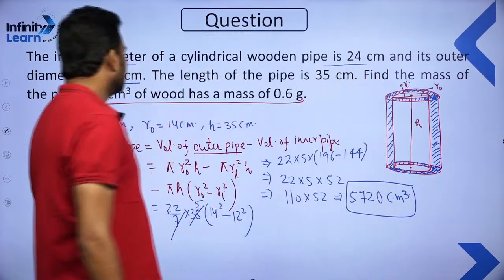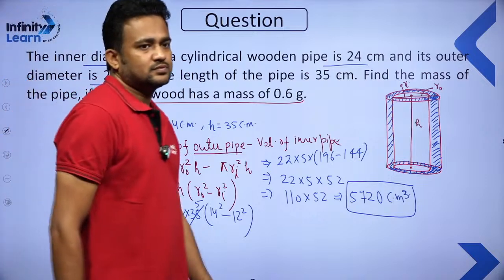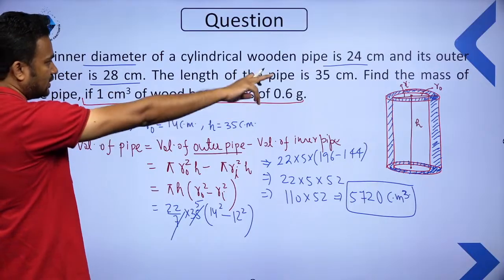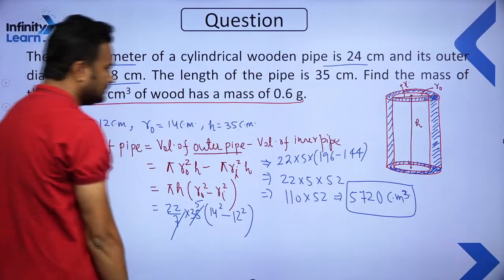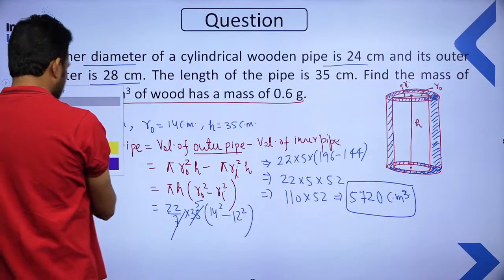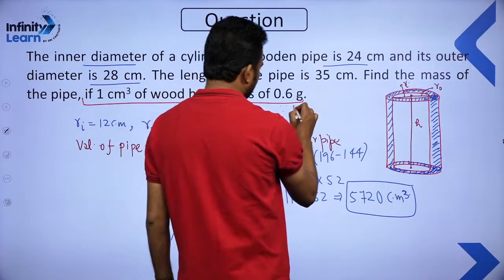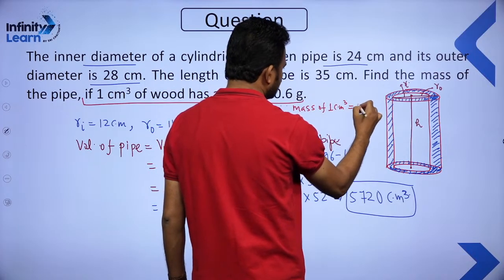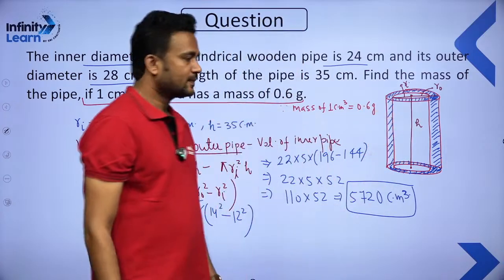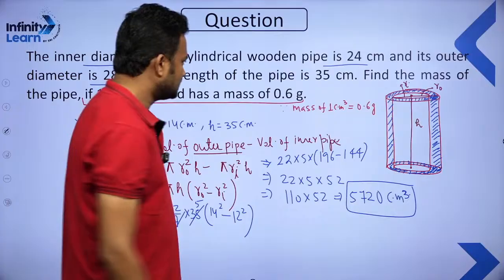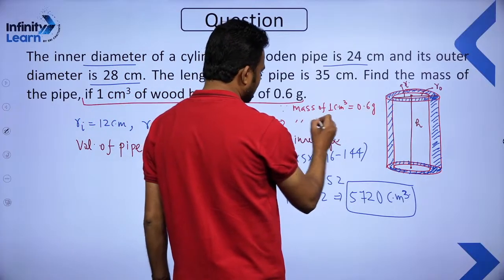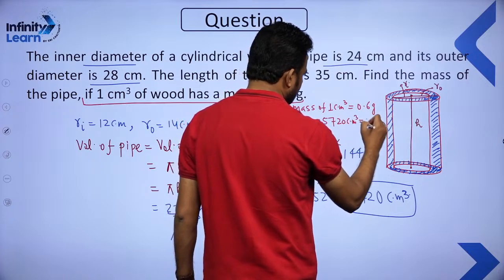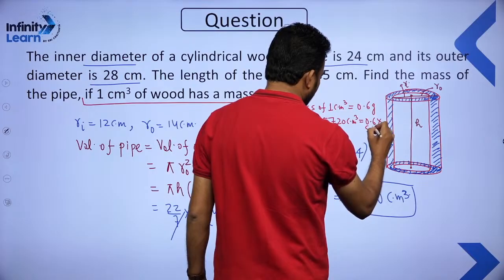What is the question? Find the mass of the pipe. So how will we find the mass? By using this relation. What is the relation? The mass of 1 centimeter cube is 0.6 gram. So what is given? Mass of 1 centimeter cube is 0.6 gram. So this is density, right? What will be the mass of this much? The mass of 5720 centimeter cube will be 0.6 into 5720.